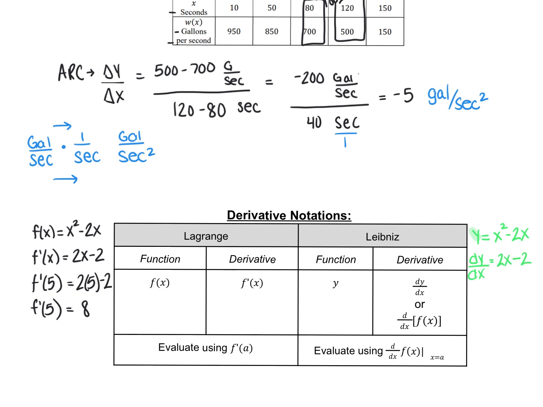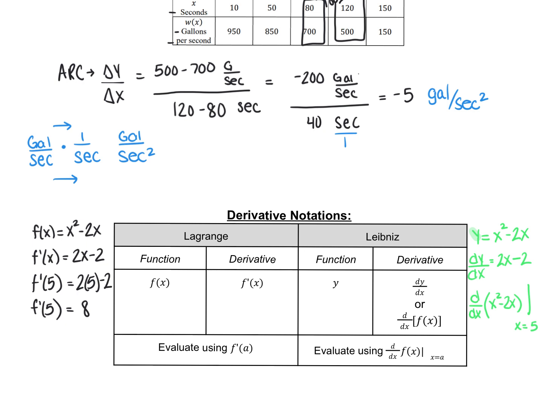And if I want you to evaluate this derivative at x equals a, I would write it as d dx. I want you to take the derivative of this function, x squared minus 2x, and evaluate it when x equals 5. Same thing as what I did over here when x equals 5, right?